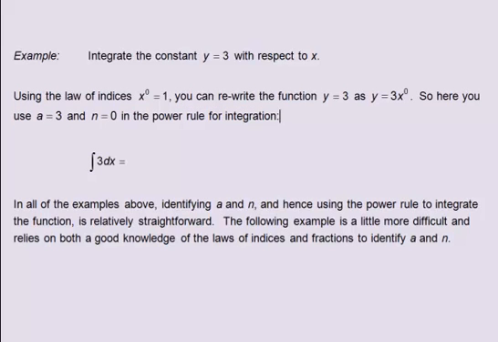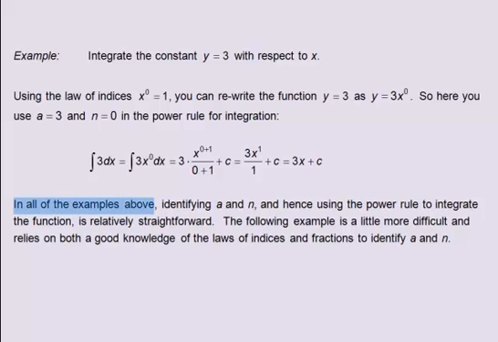The integral of 3 dx equals the integral of 3 multiplied by x to the power 0 dx, which equals 3 multiplied by x to the power 0 plus 1 divided by 0 plus 1 plus c, which equals 3x to the power 1 divided by 1 plus c, which equals 3x plus c.